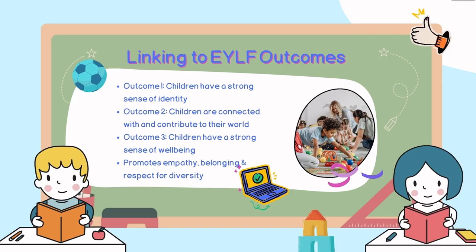Thirdly, outcome 3, children have a strong sense of wellbeing. By exploring emotions such as fear, happiness, and safety, children develop emotional literacy and regulation skills. Creating predictable and supportive environments also strengthens wellbeing, particularly for children experiencing transition or stress. Therefore, using literature intentionally not only supports social inclusion but also directly contributes to achieving key EYLF outcomes in holistic child development.